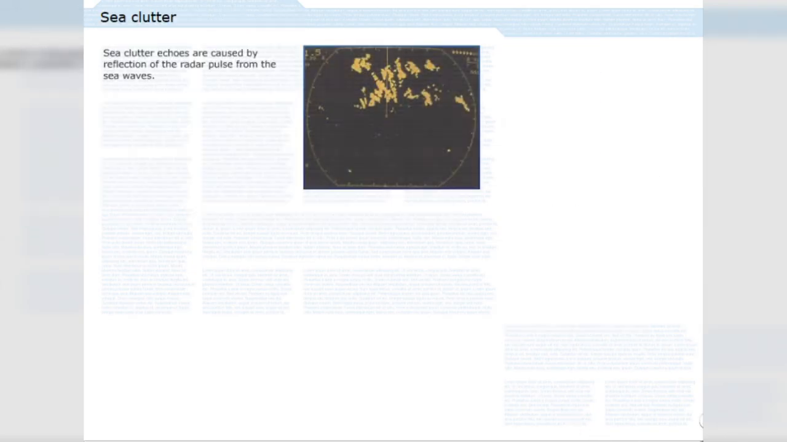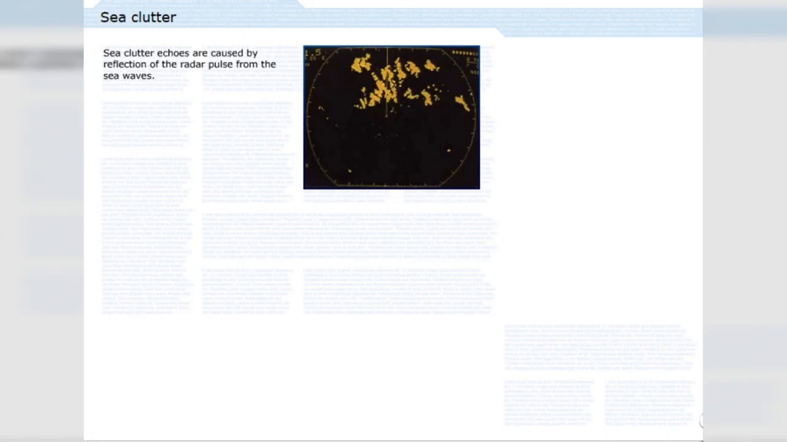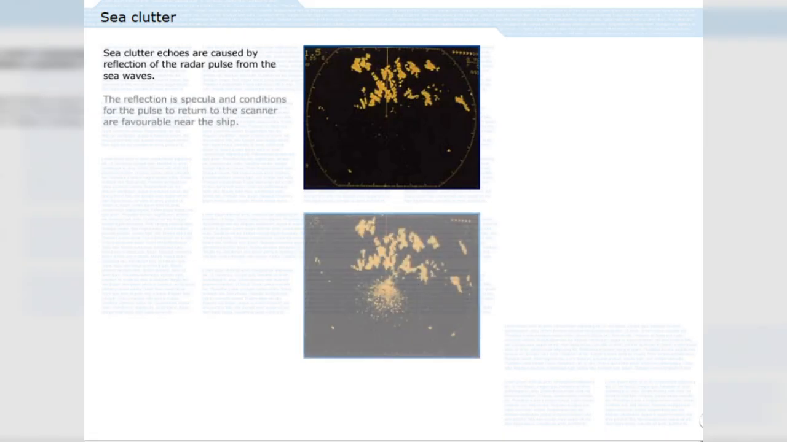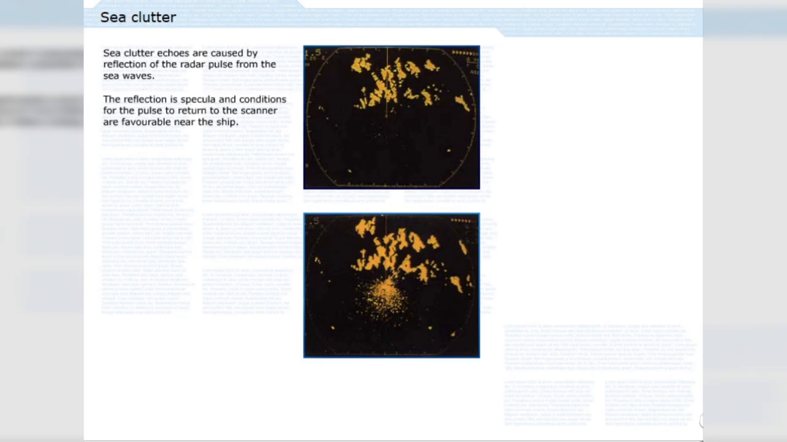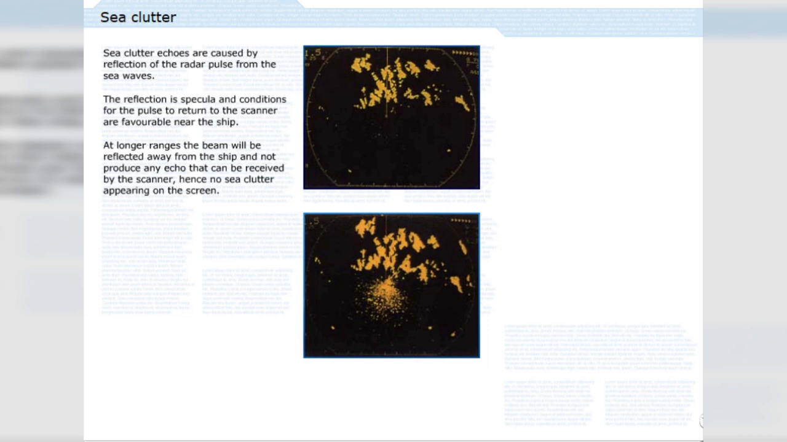Sea clutter echoes are caused by reflection of the radar pulse from the sea waves. The reflection is specular, and conditions for the pulse to return to the scanner are favourable near the ship. At longer ranges, the beam will be reflected away from the ship and not produce any echo that can be received by the scanner, hence no sea clutter appearing on the screen.